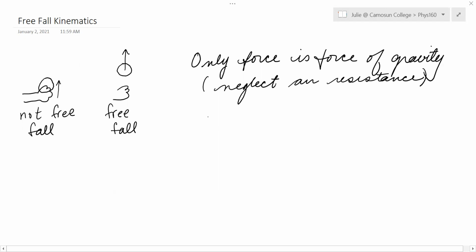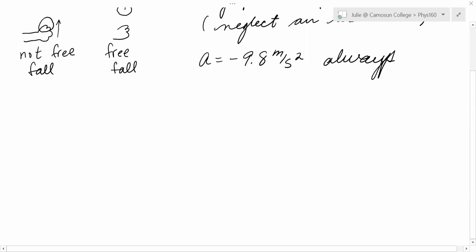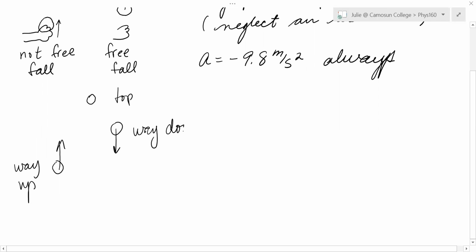Now, something you have to know absolutely the entire time, because that force of gravity is always pulling it down toward the center of the Earth, is that the acceleration is negative 9.8 meters per second squared always. And what I mean by always is whether it's on its way up or it's at the top. So on the way up, at the top of its flight, or on the way down, the acceleration is always, always negative 9.8.